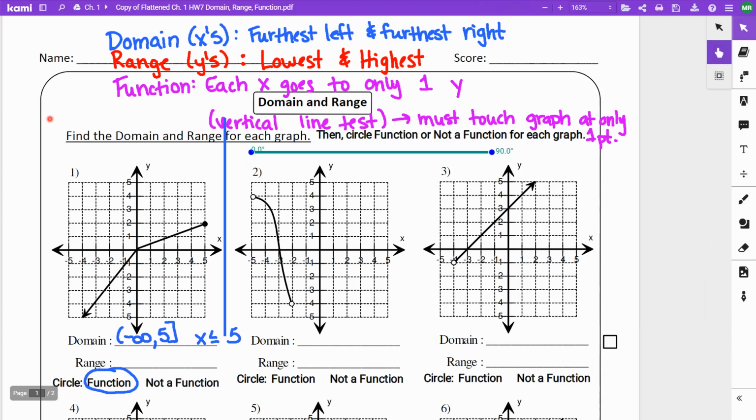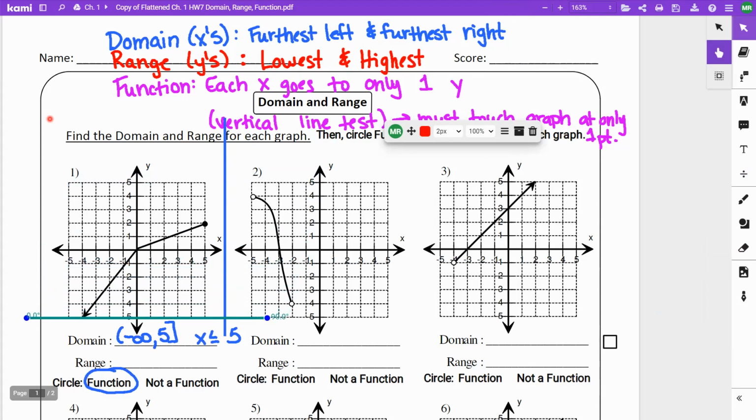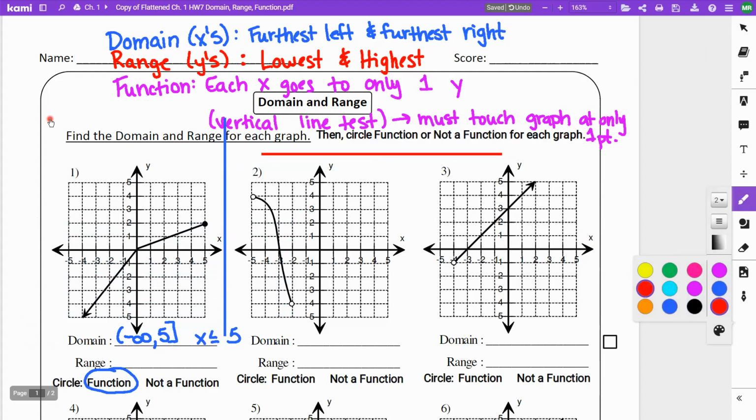Now, if I'm going to talk about my range, I am going to be using this line, and I want to see what's the lowest this graph goes. It doesn't stop here at -5. That arrow means it keeps going to negative infinity. And the highest it's going to go is at this height of 2. So negative infinity to 2, close bracket. And I could also say that that's y is less than or equal to 2.